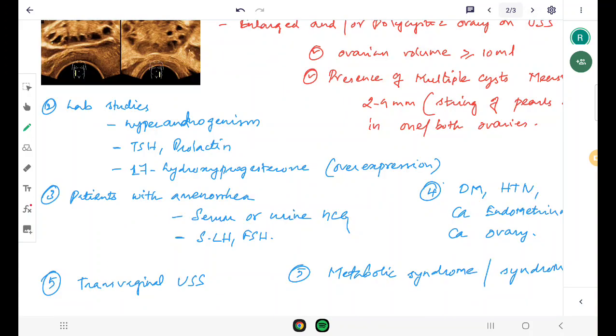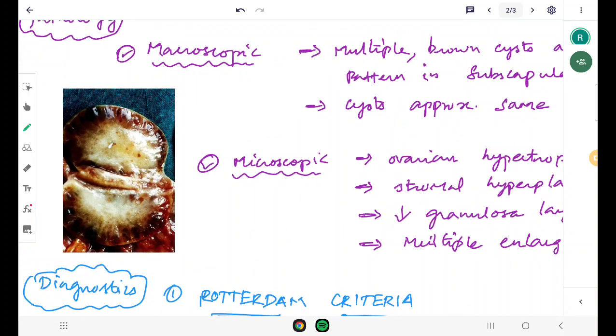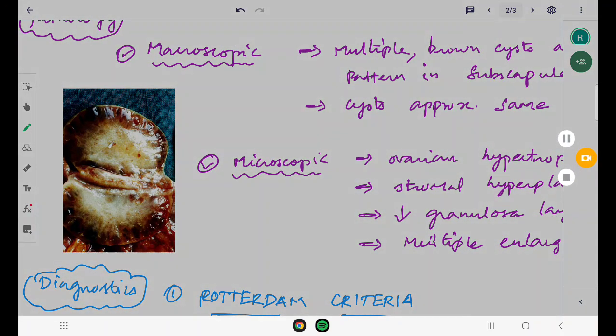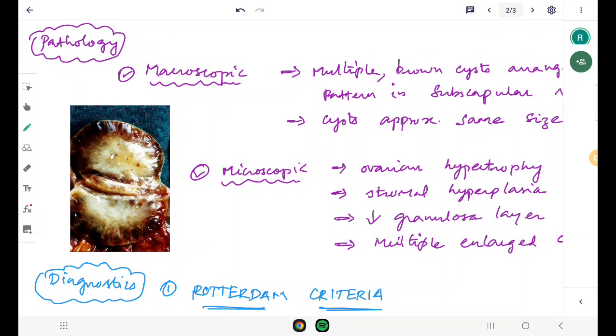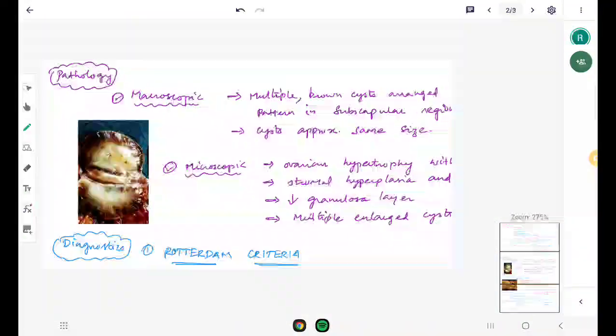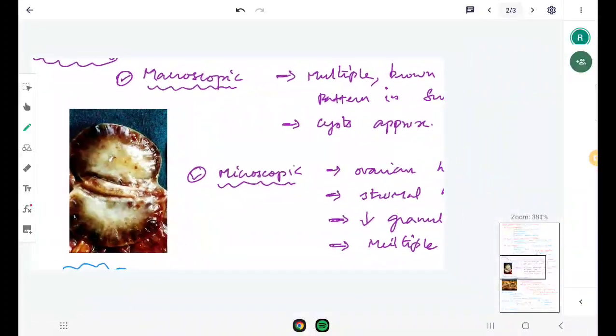Next we'll study the pathology of PCOS. What are the pathological findings? The macroscopic findings show multiple brown cysts arranged in a circular pattern in the subcapsular region of the ovary, and the cysts are approximately the same size. So this is the picture. In this picture, we can find multiple brown cysts arranged in a circular pattern. So this is how the pathological findings are.